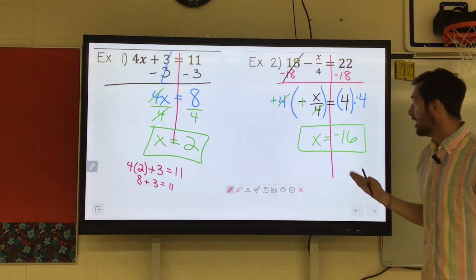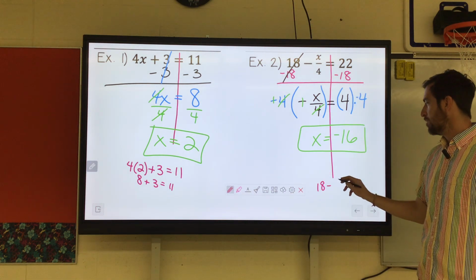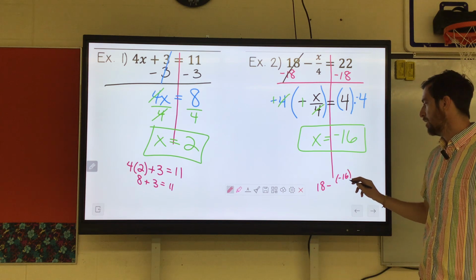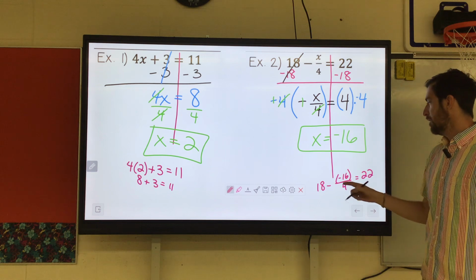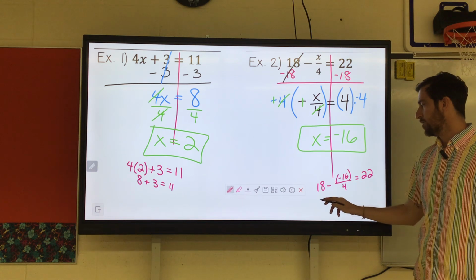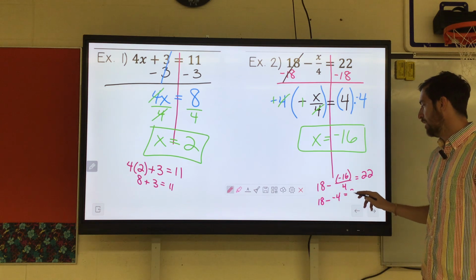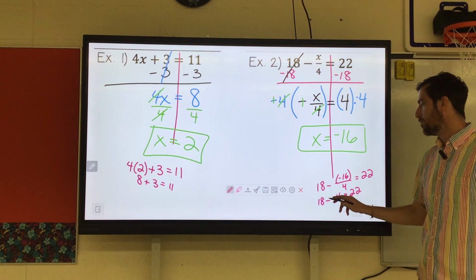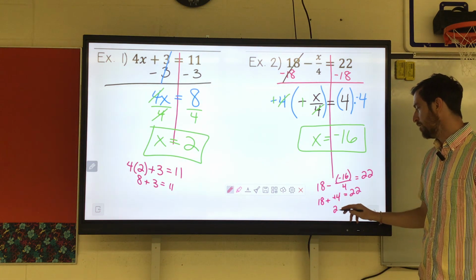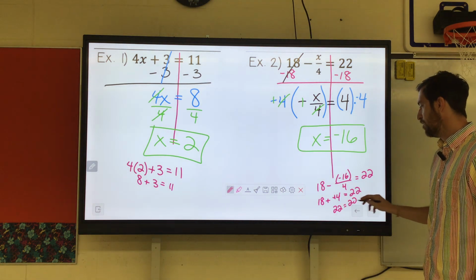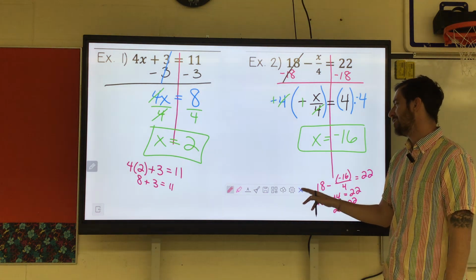If you'd like to check it, let's see, 18 minus x, negative 16 over 4 equals 22. So negative 16 divided by 4 is negative 4. We have 18 minus negative 4. And if you ever have minus negative, it's really plus positive. It's the same thing. So that would be 22 equals 22. Woohoo! We're having fun solving equations.